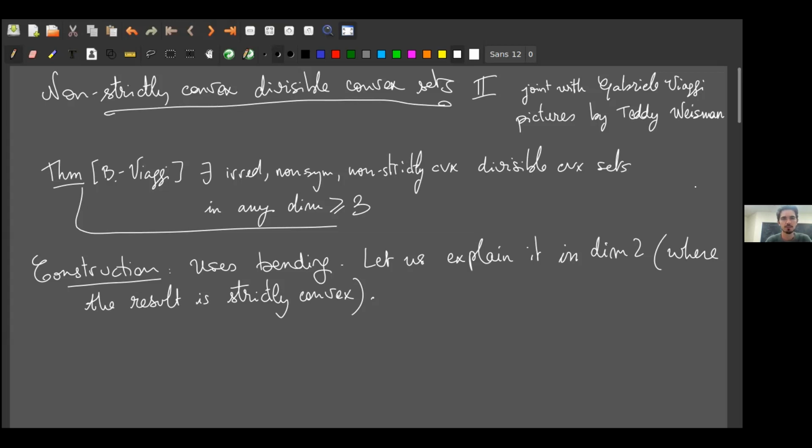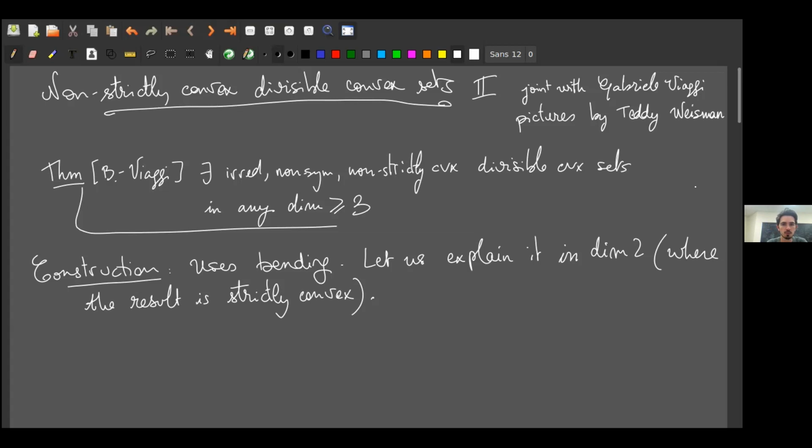So I recall the statement of our theorem, which is that there exist irreducible, non-symmetric, non-strictly convex, divisible convex sets in any dimension greater than or equal to 3. As I mentioned in the first part, this construction uses a bending procedure, which I explained in the first part.